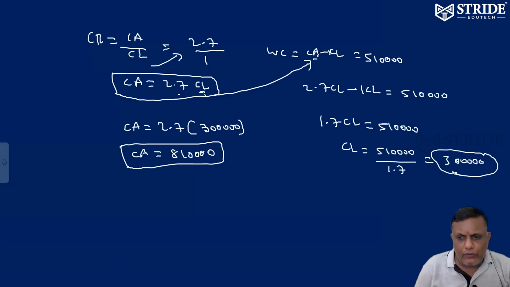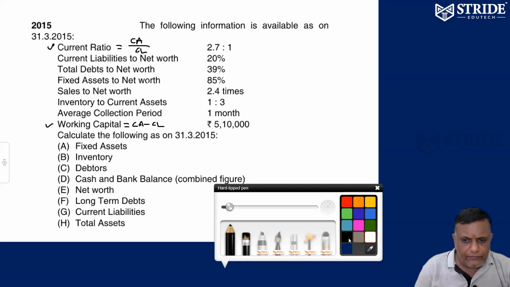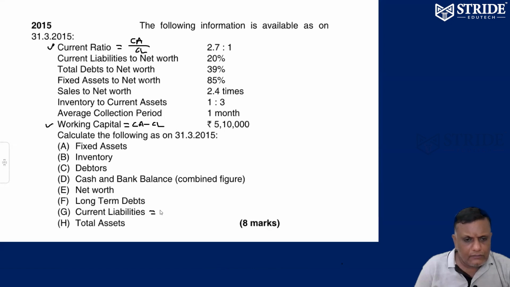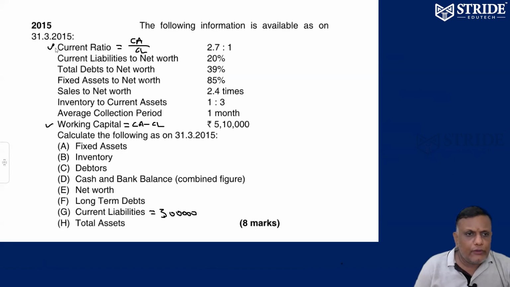Okay. Anyway, current liability is known. What is current liability? 3 lakhs. Next one, by one slowly we'll do. I know current asset, I know current liability. Correct? Okay. Next one.